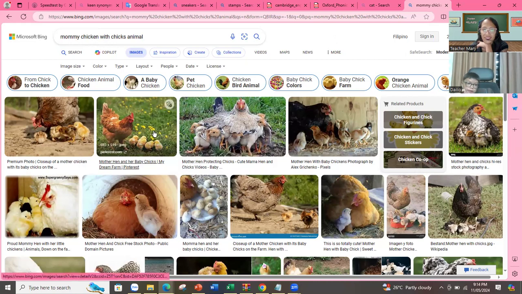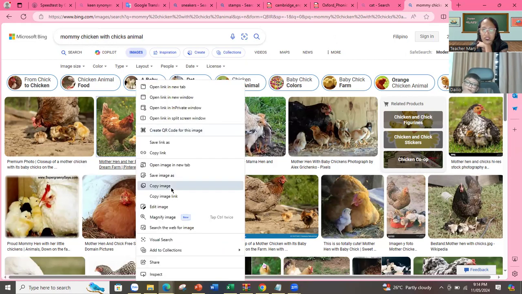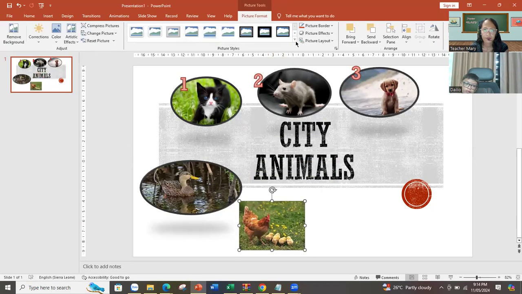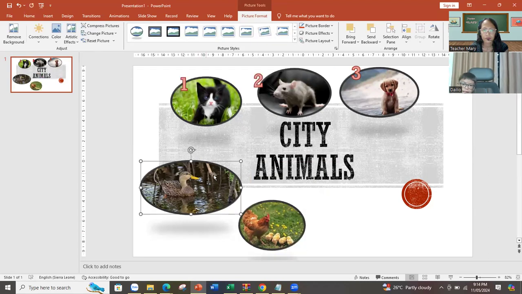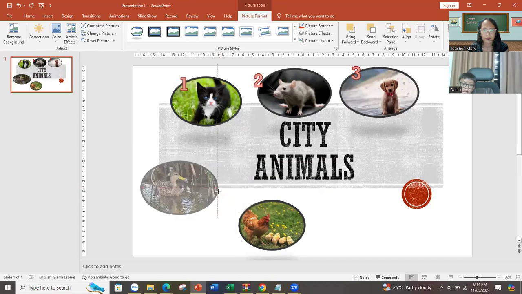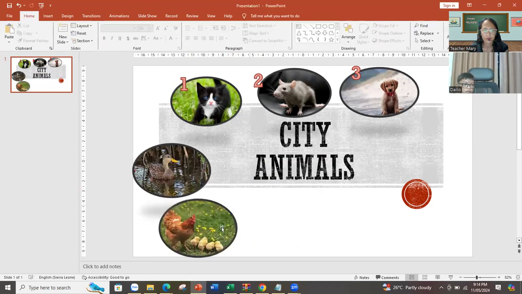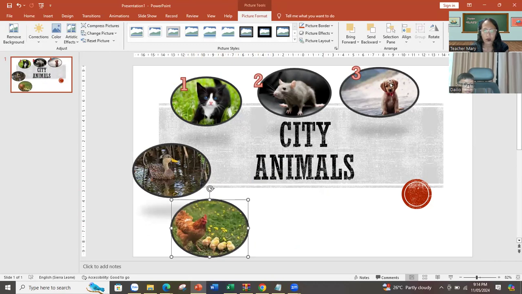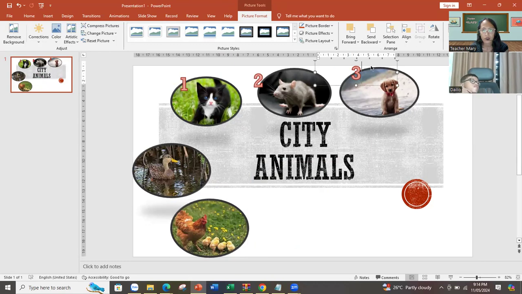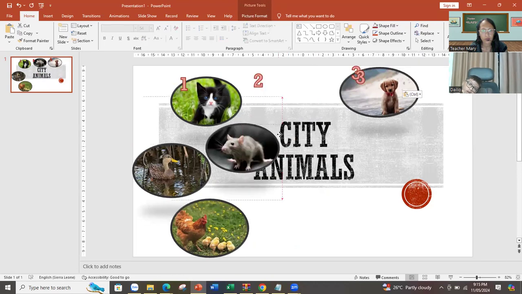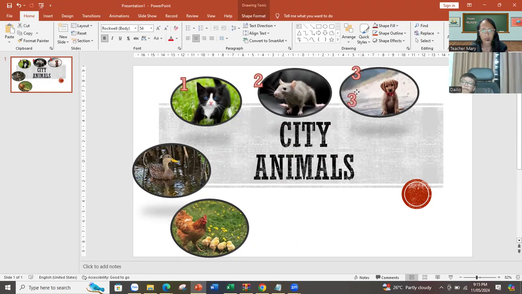Picture two, mother hen and baby chicks. Oh, so cute. Okay. What else? So hen and baby chicks, a dog, a mouse, a cat. So what else? What are the other animals that we can see in your mind map? A pig?